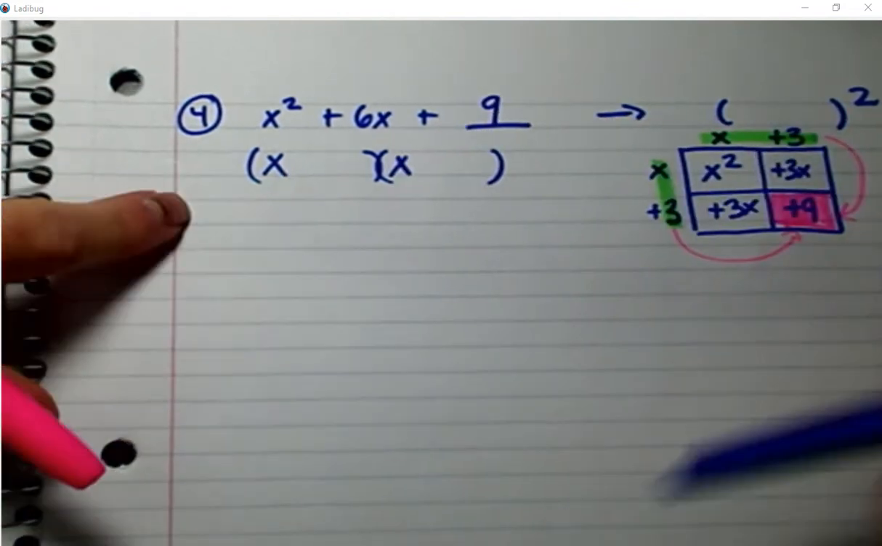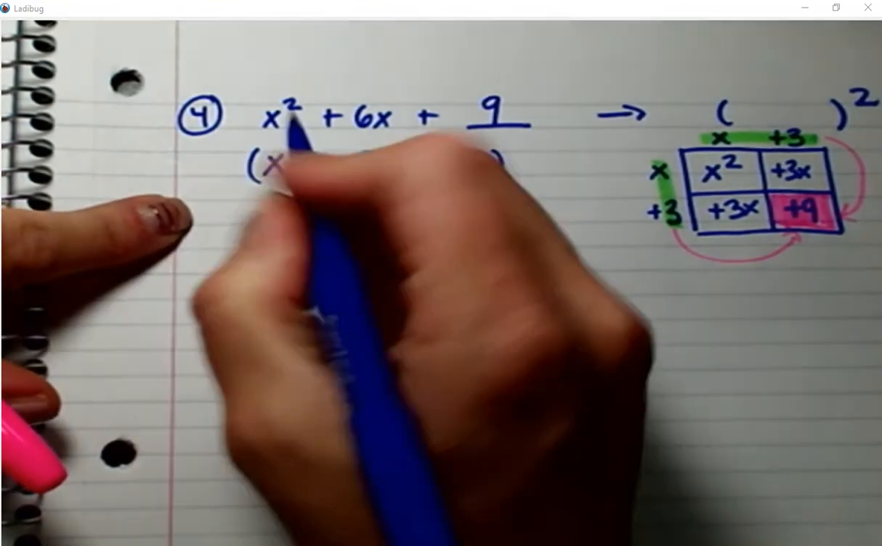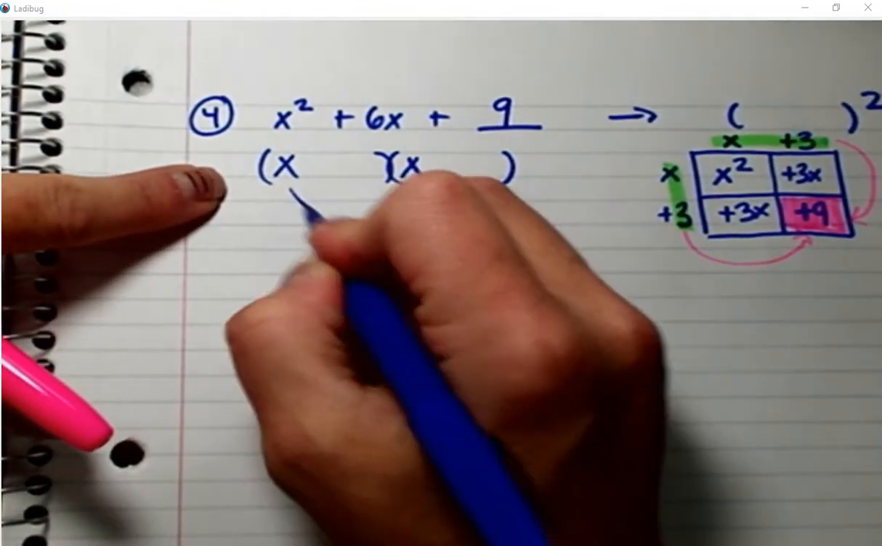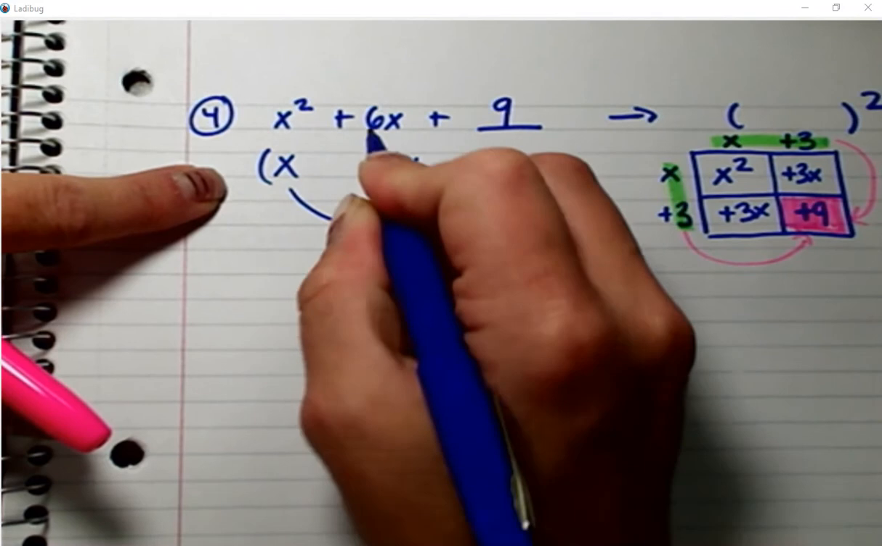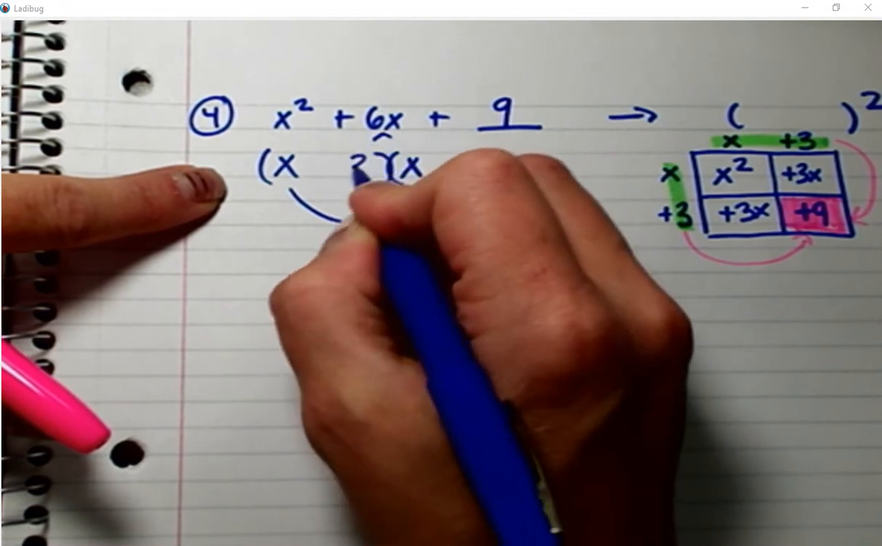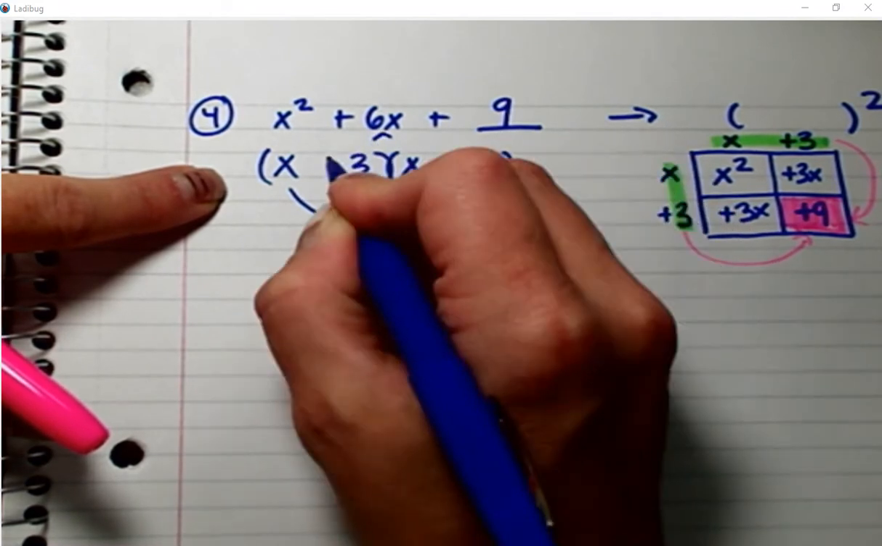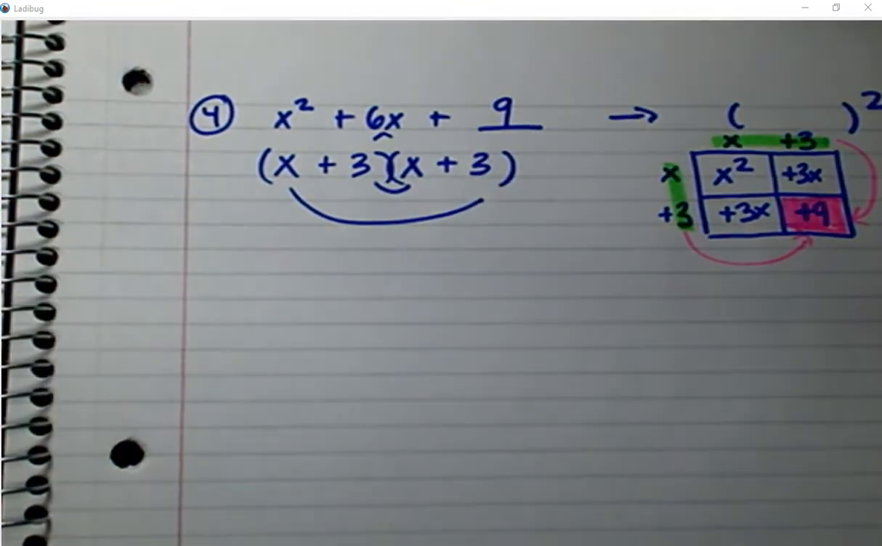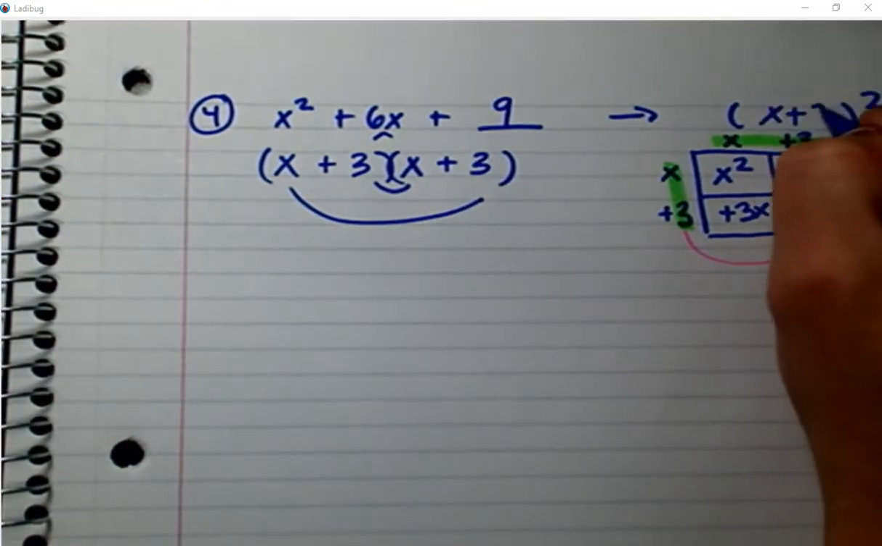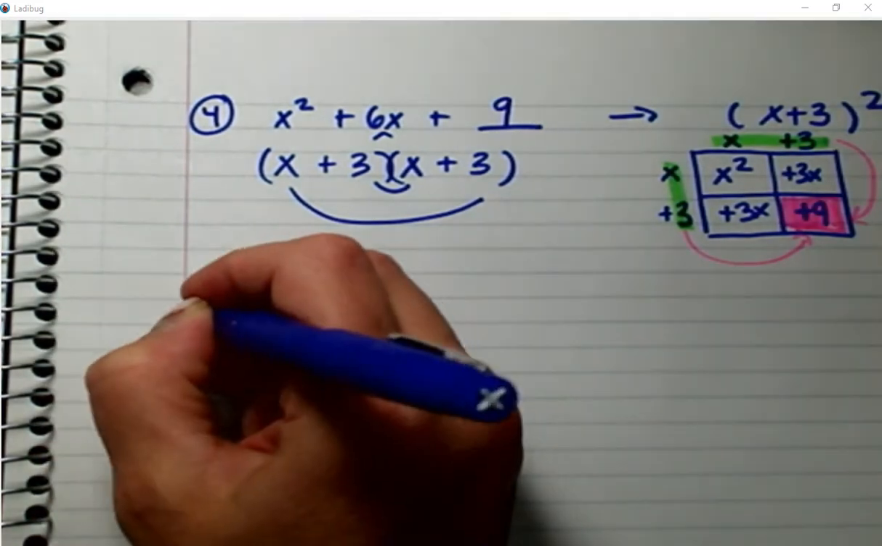And you can do it this box way. You can do it this way. Half it. So a 3 and 3. Right? Half it, because the inner and outer have to be the same. So it's x plus 3 squared.